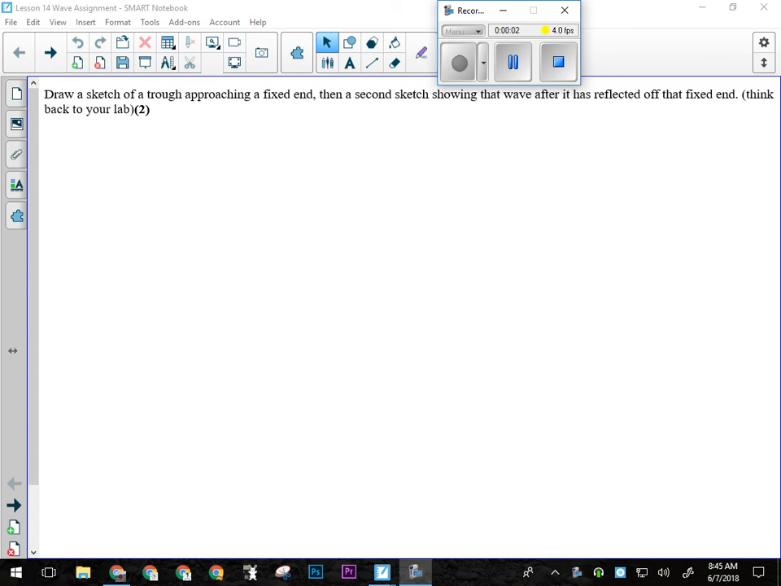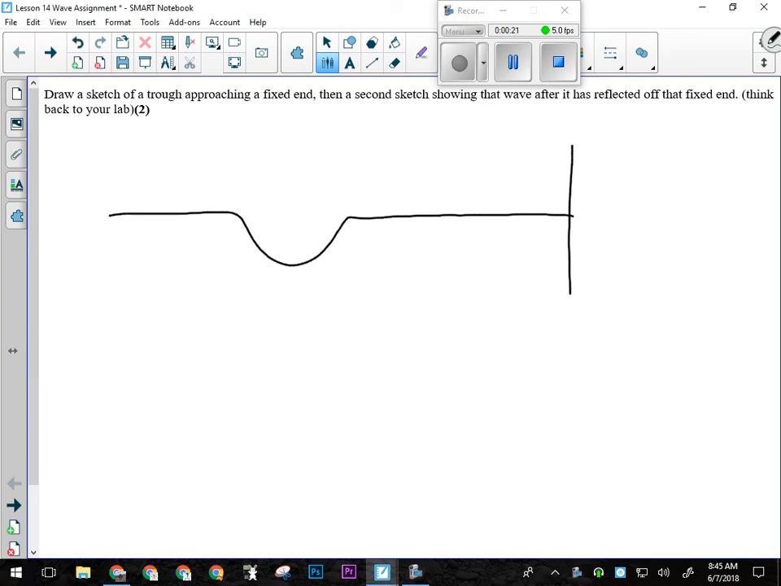Okay, so for our first problem here, we want to draw a sketch of a trough approaching a fixed end. A fixed end means that the string or spring or whatever the wave is traveling in is tied to something, like a wall, something that essentially the wave wouldn't travel into. Okay, so we have a trough, and it is traveling towards that fixed end.